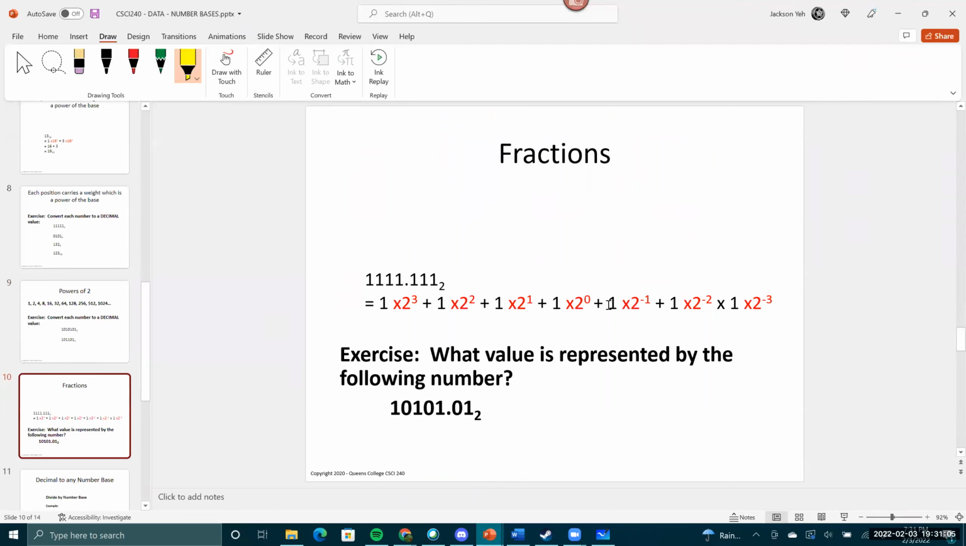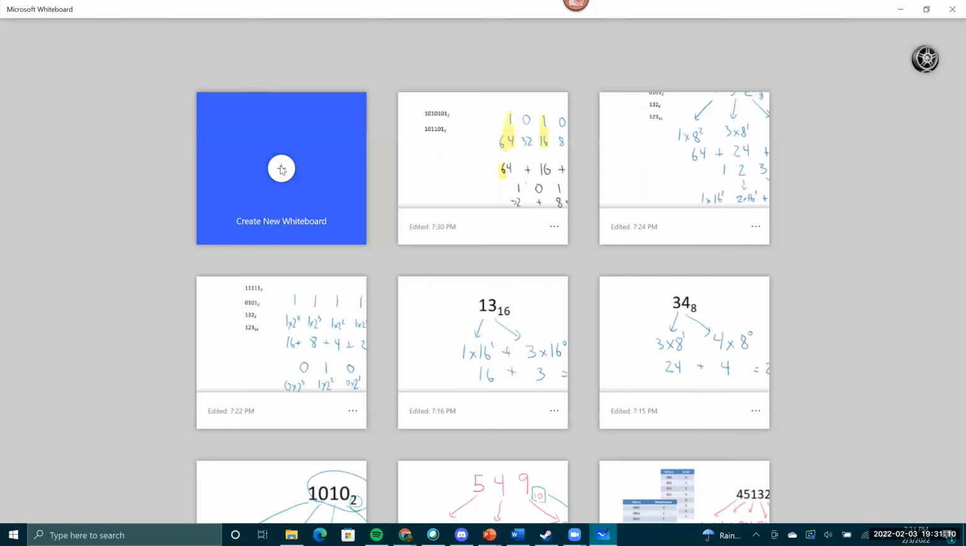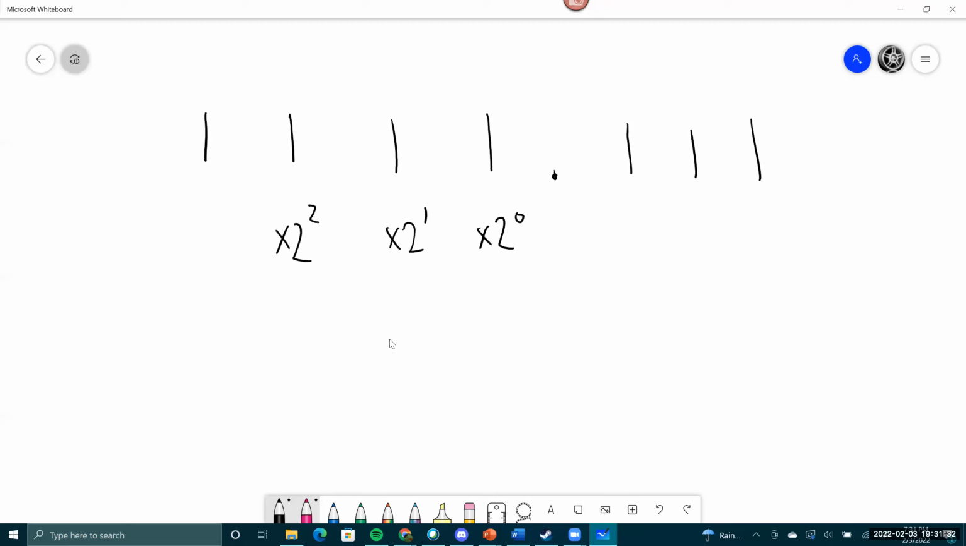Fractions. Okay, let's talk about fractions now. So speaking of these powers of 2, if I have a number 1, 1, 1, 1, dot 1, 1, 1, we know that this is times 2 to the 0. These are number bases. This position is times 2 to the 1. This position is times 2 squared. And this is times 2 to the third, right? These are number bases.